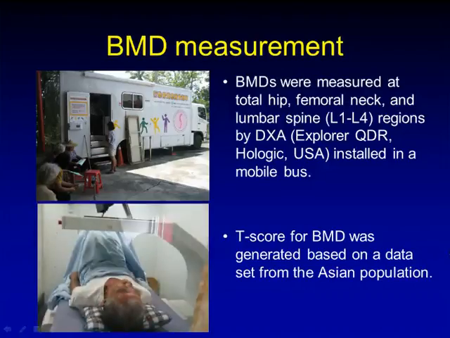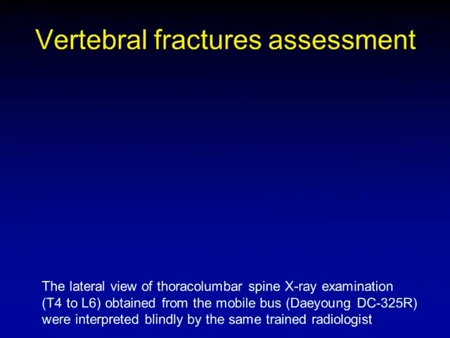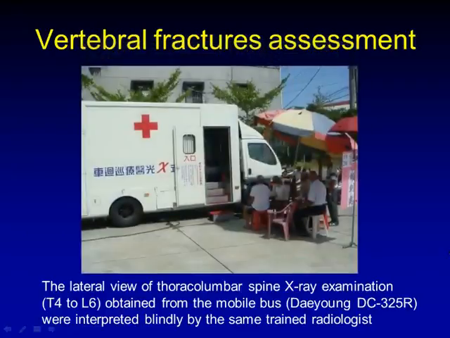T-score is used for diagnosis of osteoporosis and is equal to the measured BMD minus the young adult reference mean BMD, divided by the standard deviation. According to WHO criteria, osteoporosis is defined as a T-score of minus 2.5 and lower.